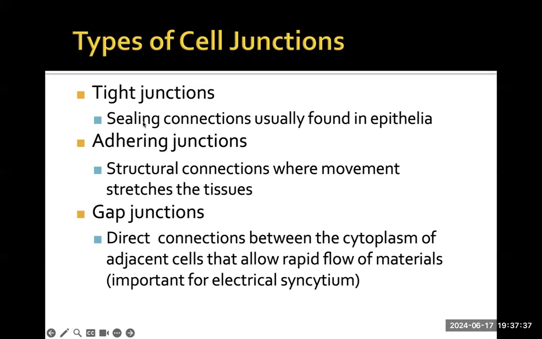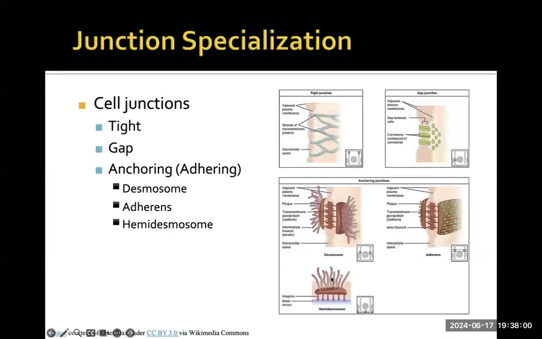Tight junctions are going to be those that help seal connections that are usually found in epithelia. Then you have adhering junctions that are going to be used as structural components where movement is stretching the tissue. And then lastly, you have gap junctions that are going to be connections between the cytoplasm of adjacent cells that help allow for fast movement of material. So these are very specialized junctions.